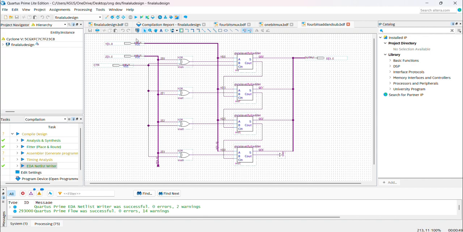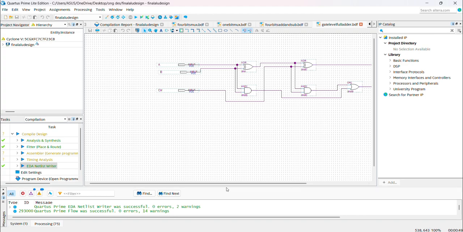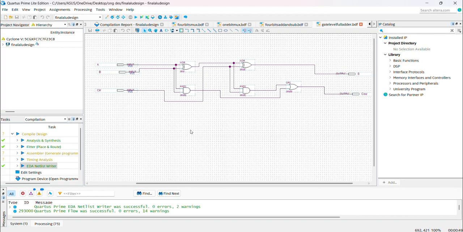This is the 4-bit adder and subtractor circuit, where you can perform both subtraction and addition. Looking at the gate level full adder, the design is like this.